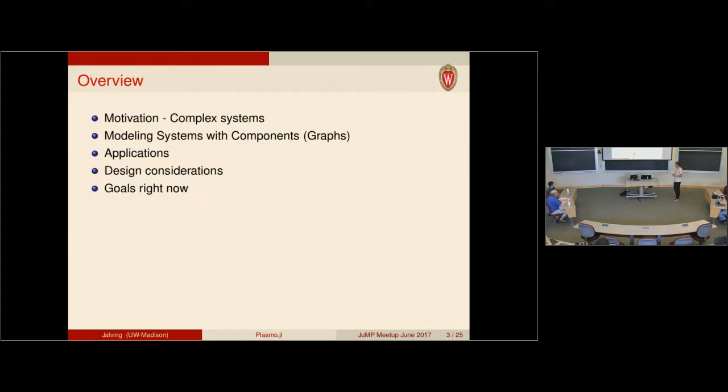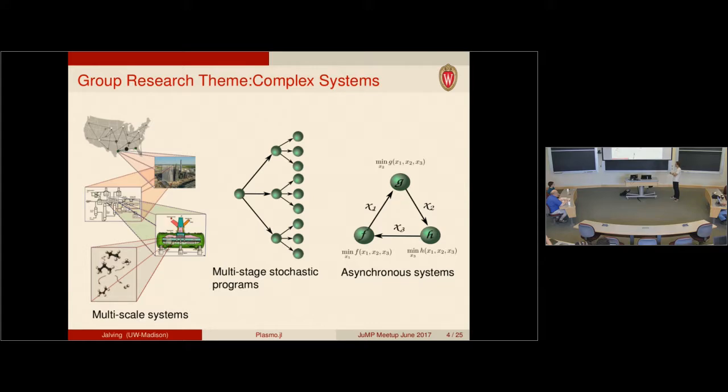And so, overview of this presentation: first I'd like to give just a motivation. What are the types of complex systems that our group really is interested in solving? Then I want to show you how to really model those systems with components, specifically using this Plasmo package, give you some of the applications that we've been successful with, and then end on some of the design considerations, where I'd like to take the package in the future, and some of the things I'd like to do this week.